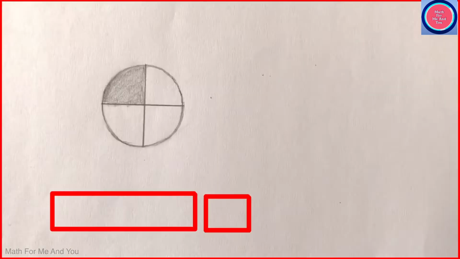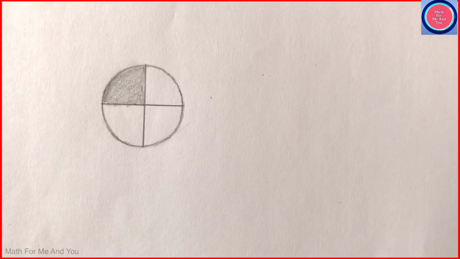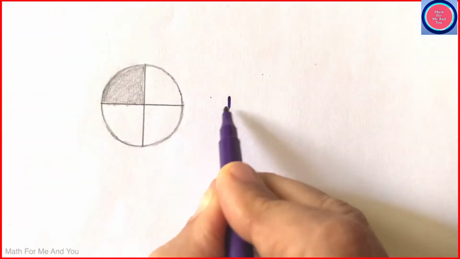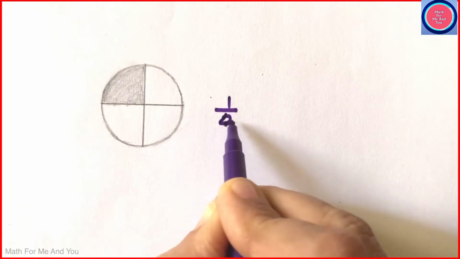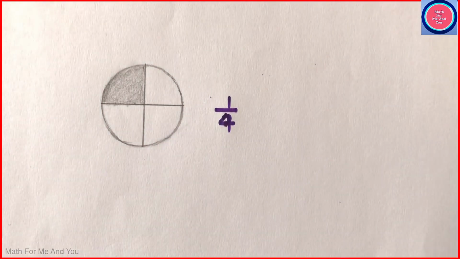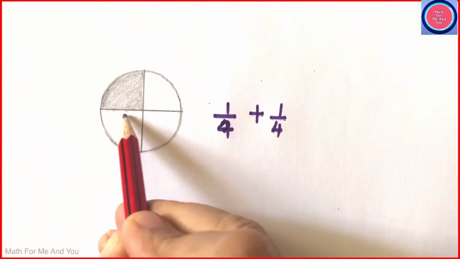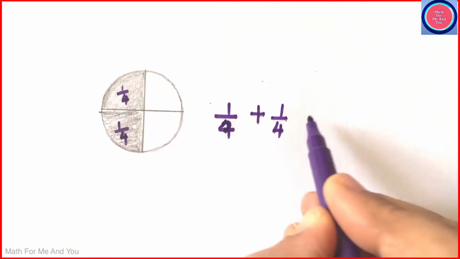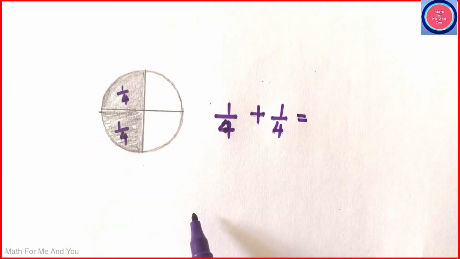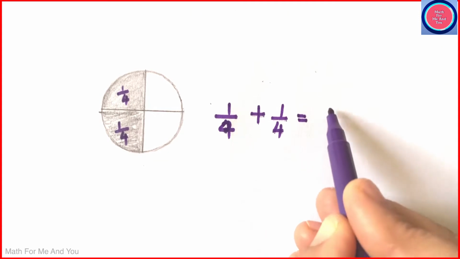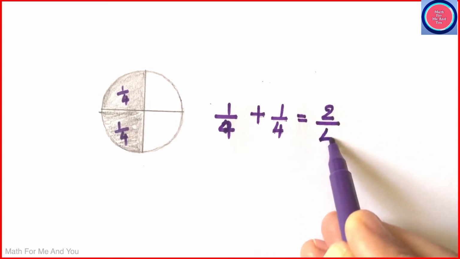Now look at the circle. Here only one portion is colored. So the fraction: total 4 parts, 1 is colored. So we can say 1 over 4. If we add one more portion, 1 over 4, then how will the picture be? You can see the picture now. Total how many parts shaded? 2 parts out of 4, 2 over 4.